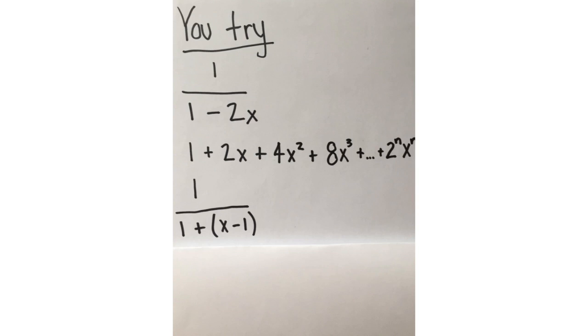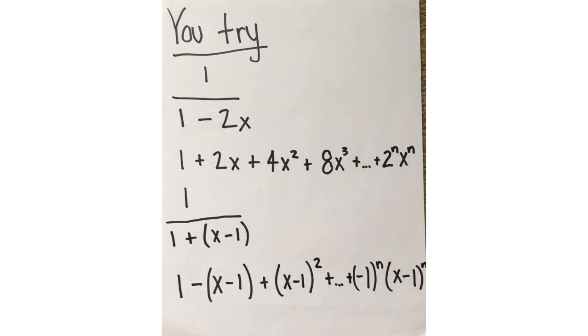Let's try another example. 1 over 1 plus parentheses x minus 1. Pause the video and restart it when you think you have an answer. Good, nothing too hard. You can see that since this is a positive, your series would be alternating. 1 minus x minus 1 plus x minus 1 squared, and so on. Here's the form for alternating series, and here is the rest of your equation, or your general term.